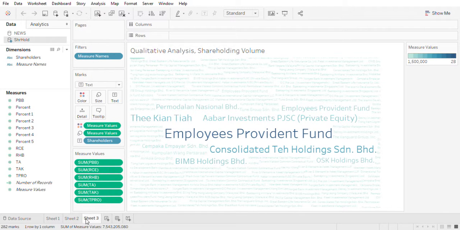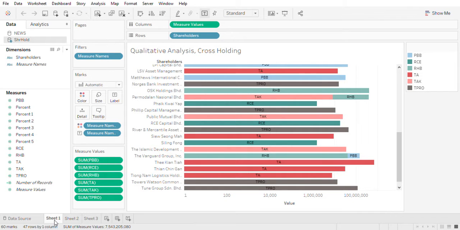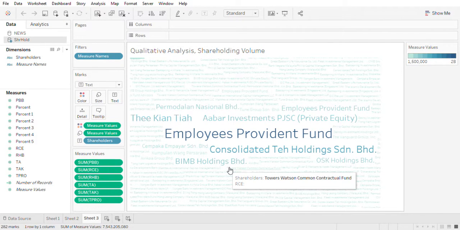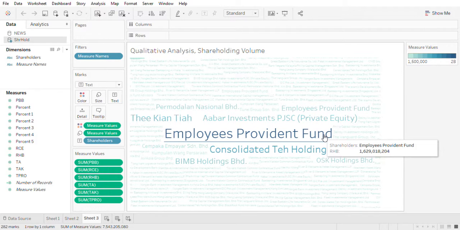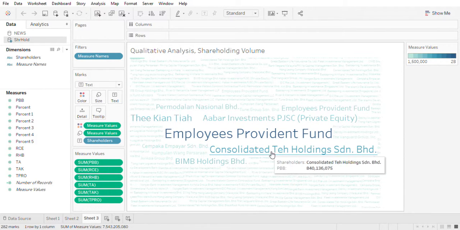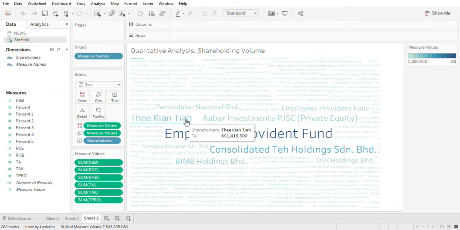And lastly, we come to the shareholders that we have tried to visualize, doing the qualitative analysis of the shareholding. And as we saw in the first slide over here, this one has a different function. This one says that EPF is the largest shareholder on Bursa, Consolidated Teh Holdings, which is basically the Public Bank major shareholder, is the second largest. Tan Sri Teh Hong Piow, who is the sole owner of Teh Enterprises, is another one of the largest holders.